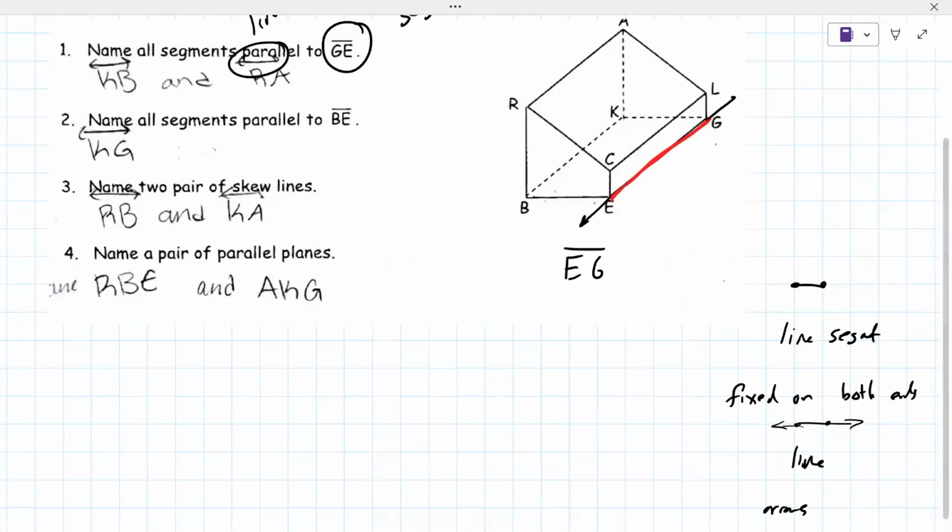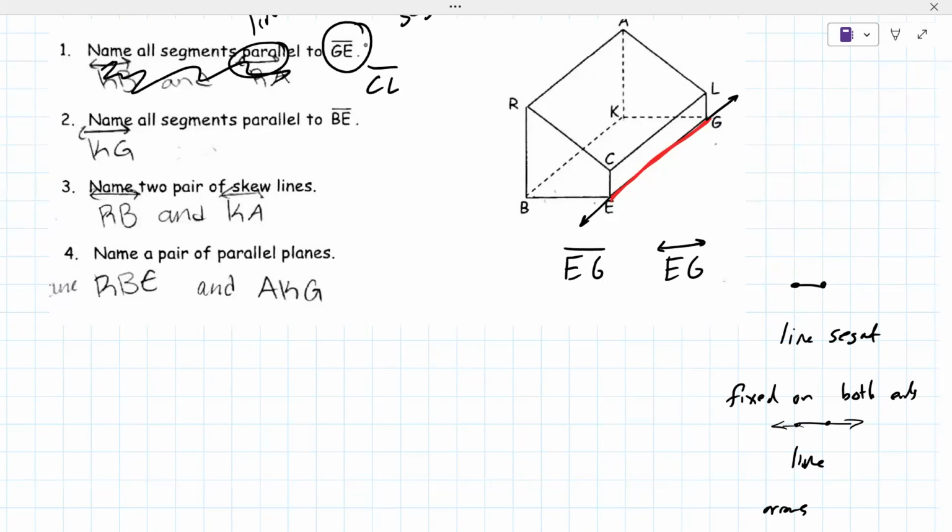If you were to extend this, that would be EG with the line above it. Okay. Is that all right? Clear? Yeah. All right. So parallel to GE means that, and let me just give you the answers here. Maybe that would help here.